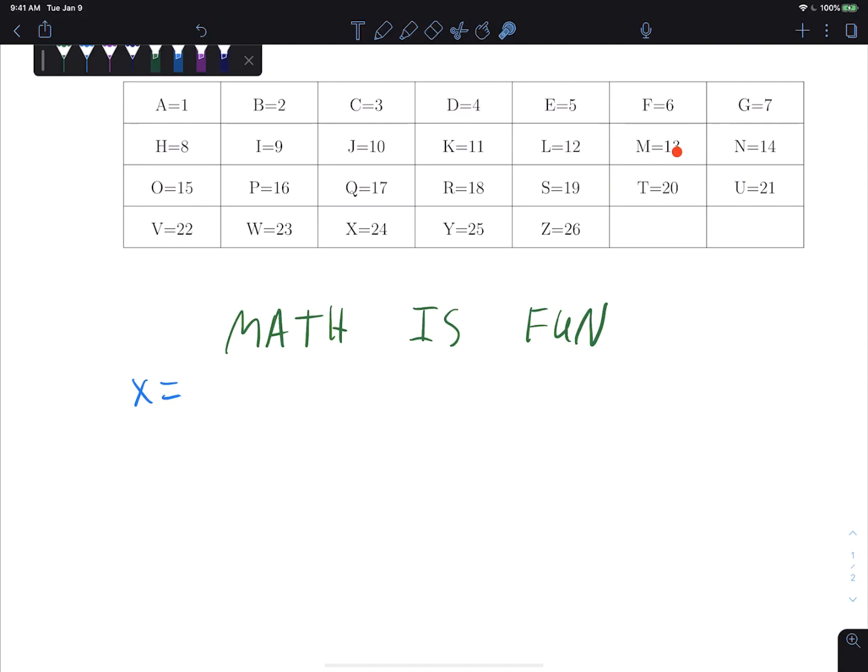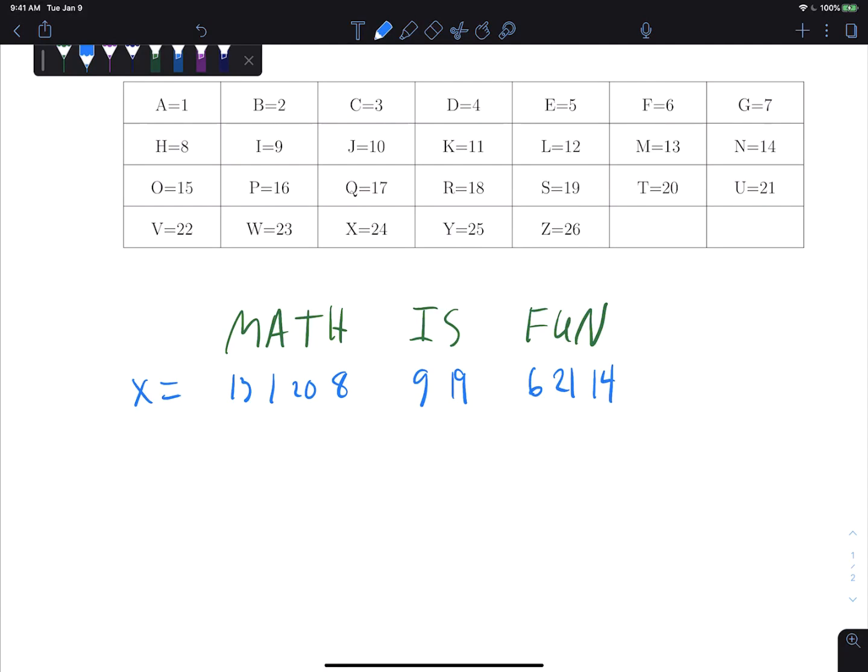M here is 13. A here is 1. T is 20. H is 8. Oops, it should be blue here. So again, M is 13, 1, 20, 8. I is 9. S is 19. F is 6. U is 21, and N is 14.